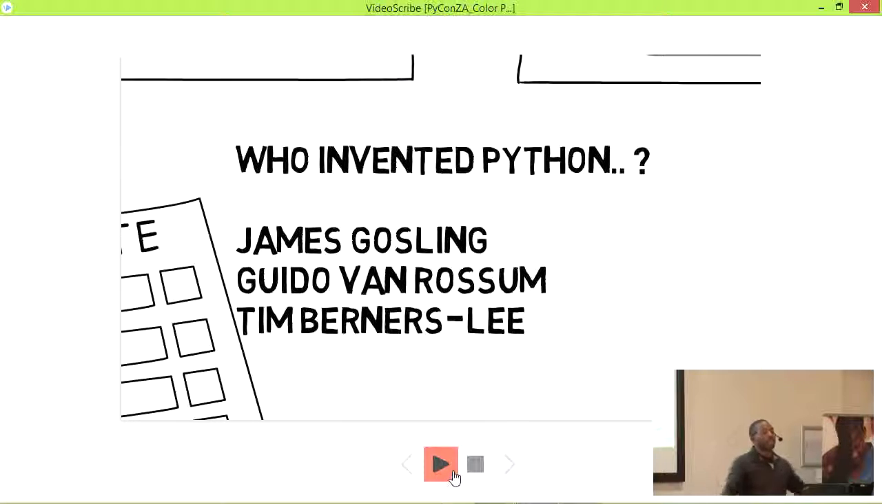For example, let's have a show of hands of what the general audience would think the answer to this question is. Who invented Python? I know people don't want to raise their hands, but let's have a view. So let's say James Gosling. How many people think that's the person who invented Python? This is the Python conference, by the way. Okay, so no one thinks it. Guido van Rossum. How many people think it's him? Okay, we've got a nice show of hands. What about Tim Berners-Lee? How many people think he invented Python? Okay. Nice, so we've got an answer.